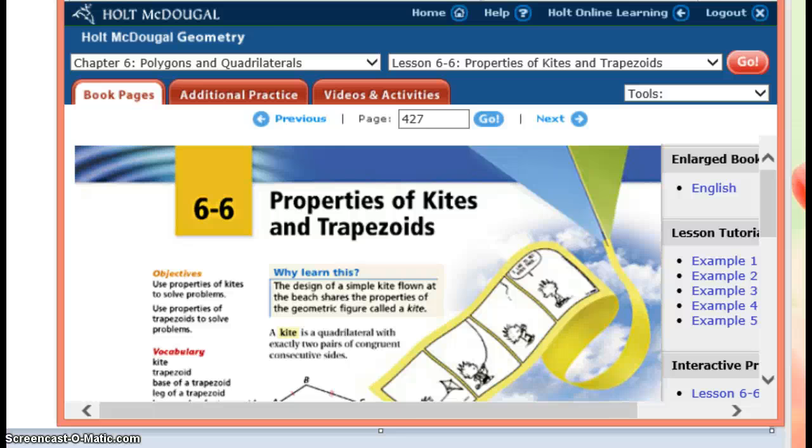Everybody! 6.6, properties of kites and trapezoids. That's what we're going to be doing today, and I hope you've got your thinking caps on because this one has a lot of theorems in it. And they're theorems that have very little to do with parallelograms because the shapes are not parallelograms. So get your notebooks out and get your thinking caps on.